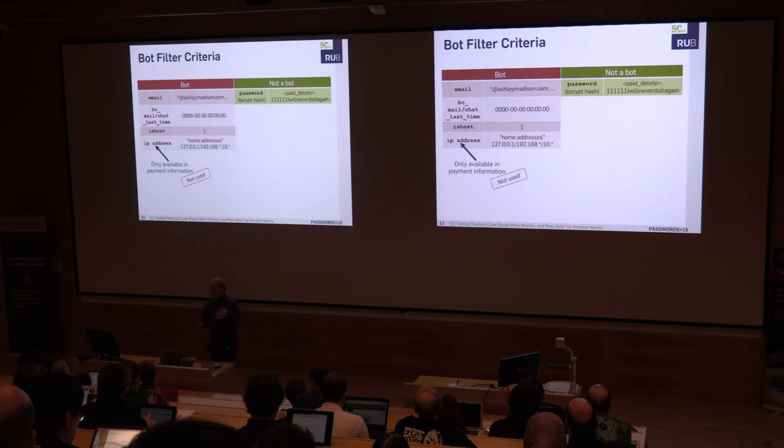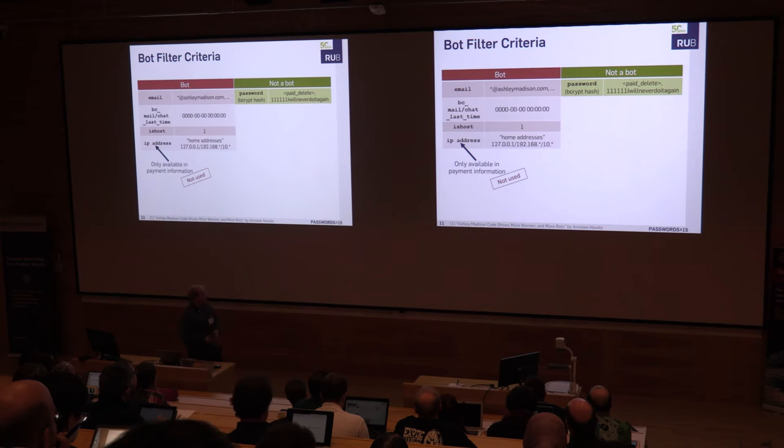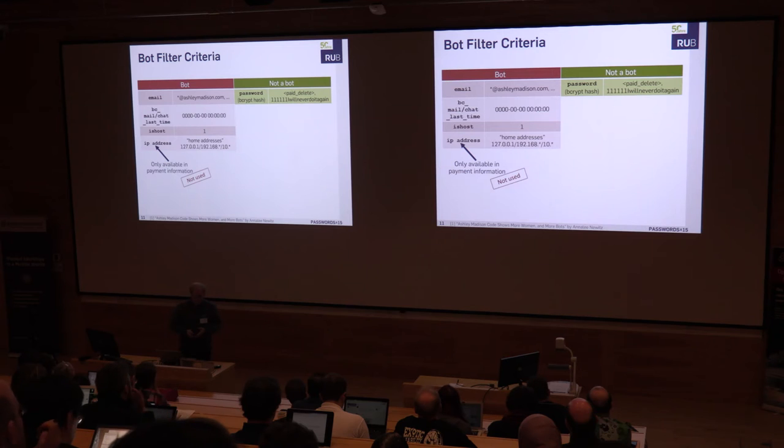And there are the IP addresses of the users. And if these IP addresses are home addresses, so private addresses, then they are maybe also bots. However, we did not use it as this information was only available in the credit card transaction logs. And we deleted them and did not use them due to ethical considerations. And there are also positive indicators like not a bot.